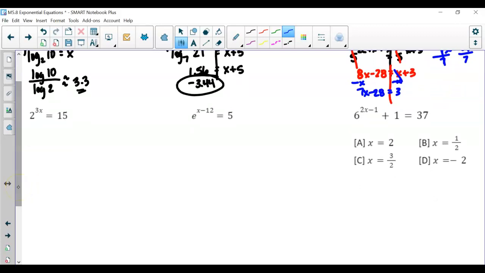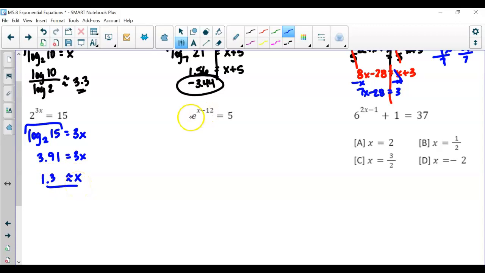So then here for the next question, again, exponential is by itself, write it as a log. So this is log base 2 of 15 is equal to 3x. So now here, you have your change of base, you get about 3.91 is equal to 3x. So now this is the approximation, but when you divide by 3 from this change of base here, you get approximately 1.3.